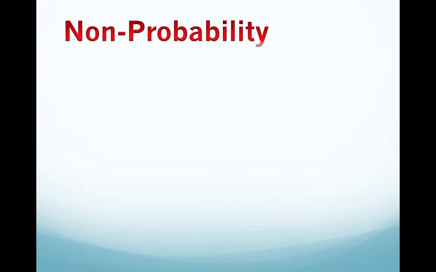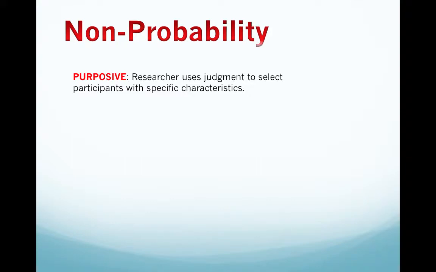Remember, the non-probability sampling approach includes 4 main sampling techniques. The first is called purposive sampling. In purposive sampling, the researcher uses their own judgment to select participants with specific characteristics. With this technique, there is nothing random about how participants are being selected. Let's look at an example within our Baylor study.